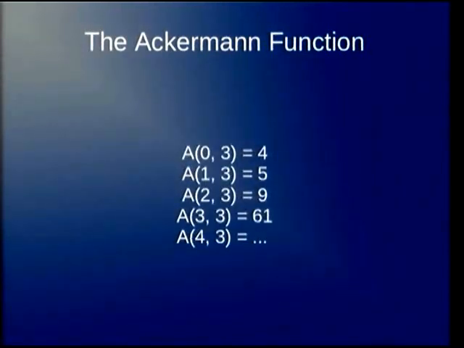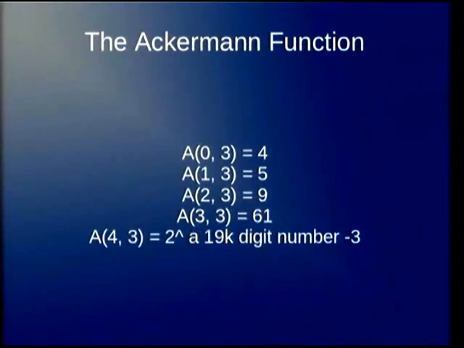The first digit is the one we really have to be careful of. When we start iterating through the Ackermann function, we get 4, 5, 9, 61, 2 to a 19,000 digit number minus 3. And a lot of people ask me, they say, the Ackermann function, okay, well, this is a cool function, but what good is it? Well, it turns out it's really good for crashing compilers and for compiler benchmarks.